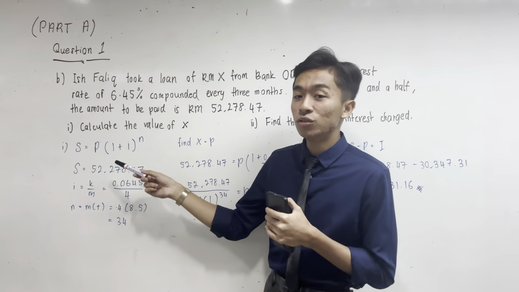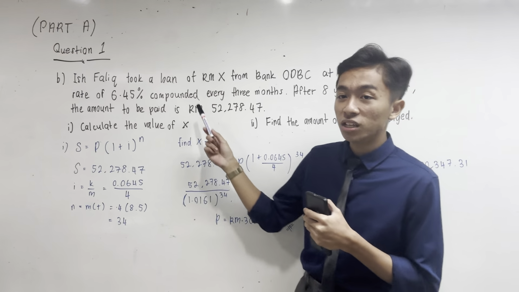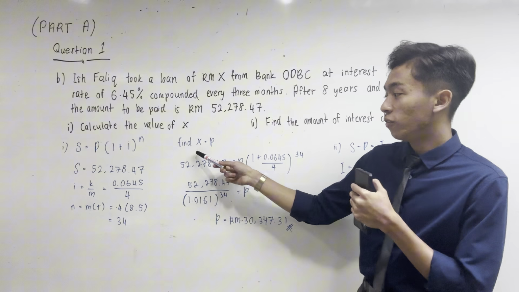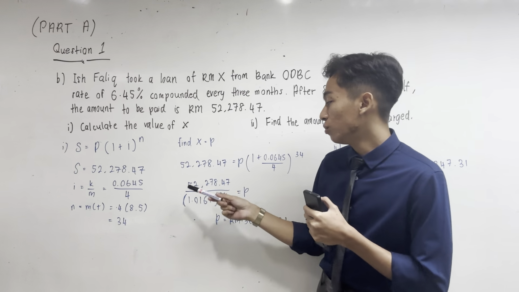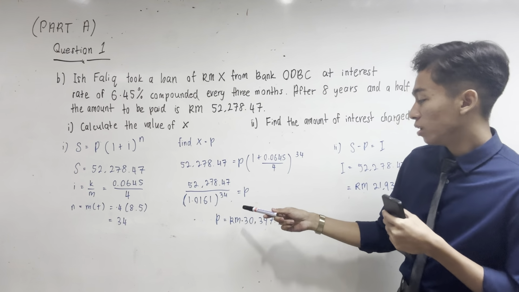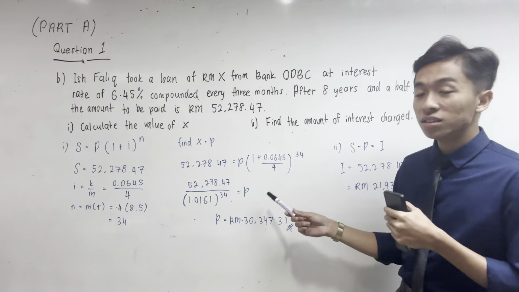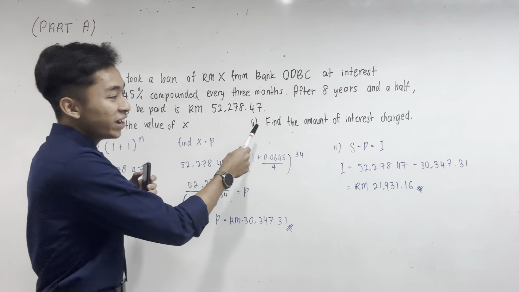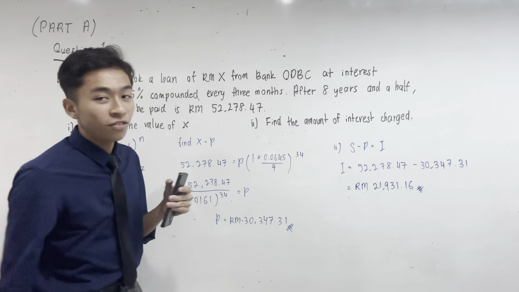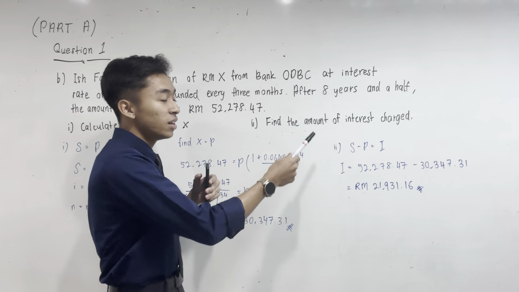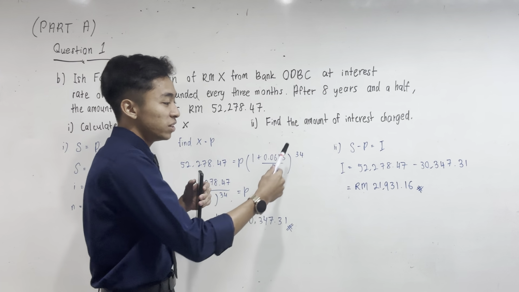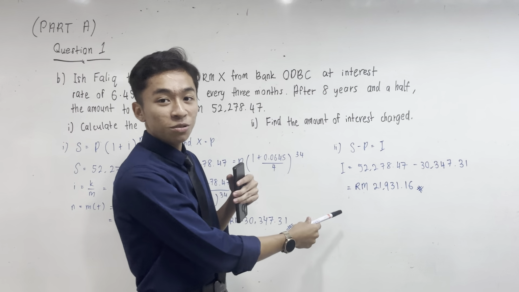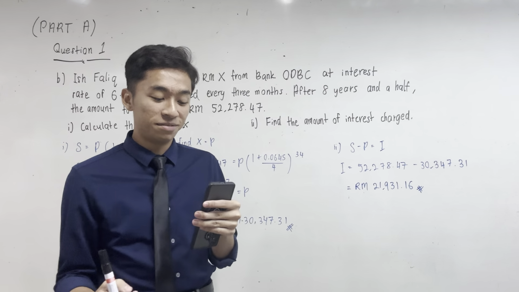The formula we need to use is the compound amount formula. So, we need to list all the amounts that we need to use in the formula. We need to find P, which is X. So, the final answer of P would be RM30,347 and 31 cents. After that, for B2, we need to find the amount of interest charged. The formula of interest is sum minus principal. So, after all the calculation, the final interest would be RM21,931 and 16 cents.